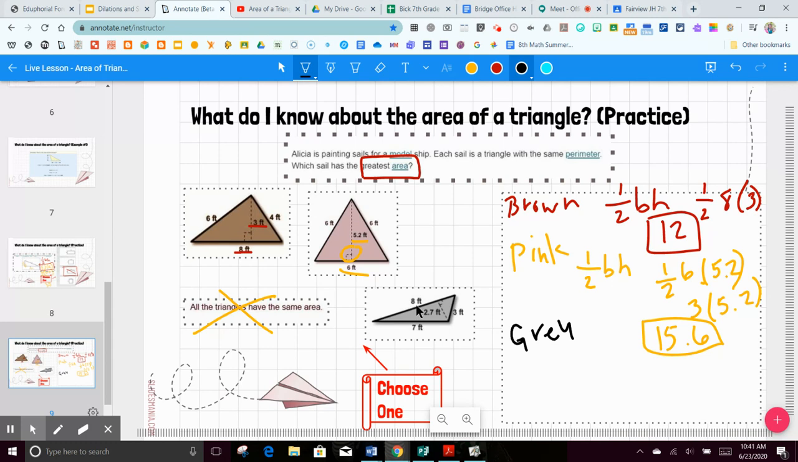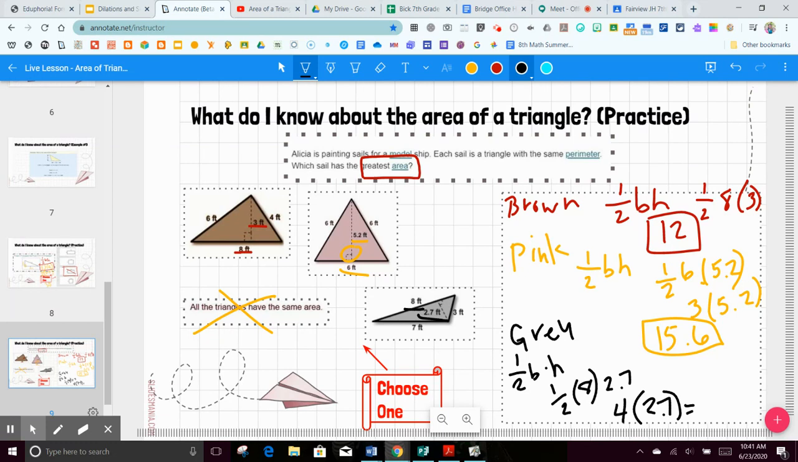but they still gave us this right angle right here. So I'm going to use the 8 and the 2.7. So start with your formula, 1/2 base times height. Then I'm going to plug in 1/2 times 8 times 2.7. And I know half of 8 is 4. So I'm going to go ahead and do 4 times 2.7.